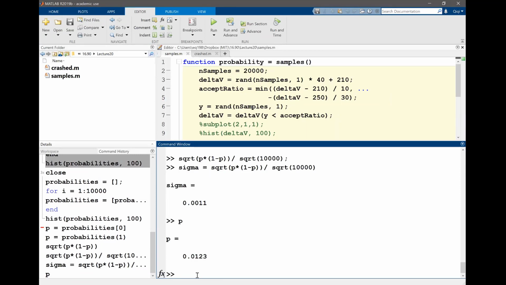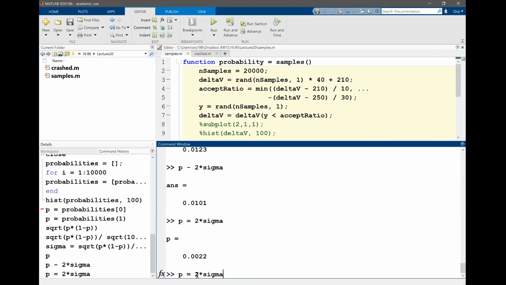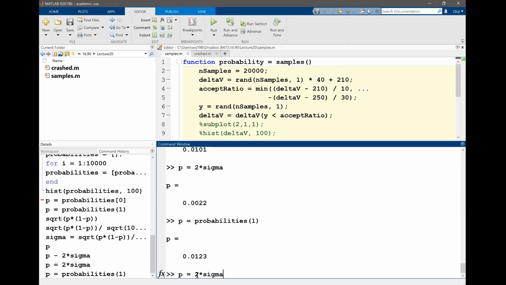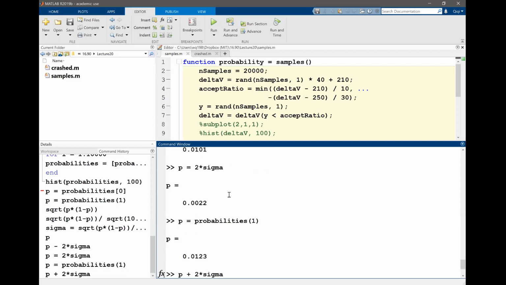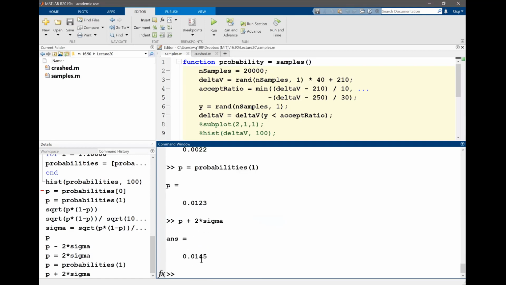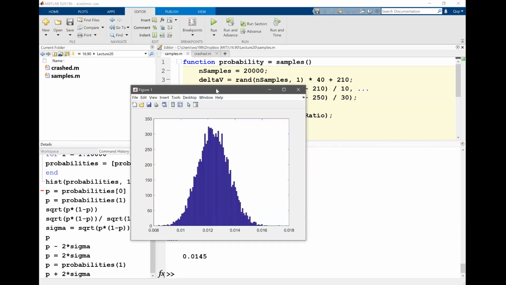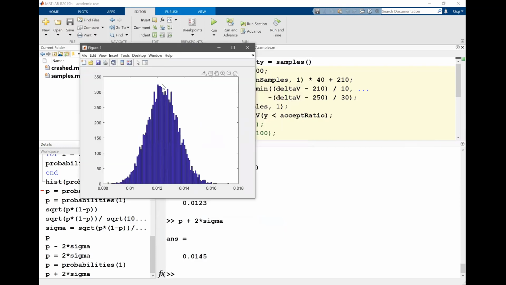All right. Now, if I want a 2 sigma confidence interval, I would have p minus 2 sigma and p plus 2 sigma as my confidence interval. I would have the true probability p being between 1.01% and 1.45%. And that's consistent with the many repeated sampling procedures we have performed.